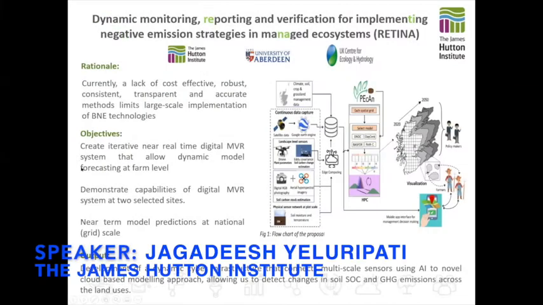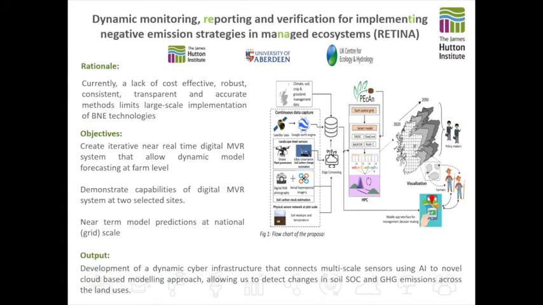So our project is all about dynamic monitoring, reporting, and verification for implementing negative emission strategies in managed ecosystems. There are many negative emission strategies, and soil carbon sequestration is one of them. Currently, there are many policies which will subsidize farmers for adopting certain management practices that will increase the soil carbon, and that's a co-benefit.